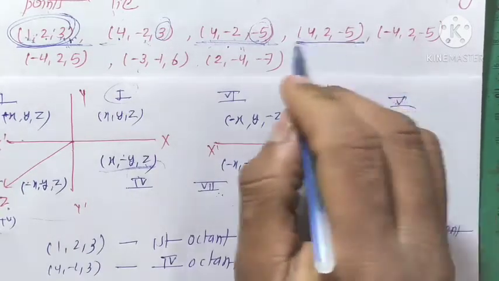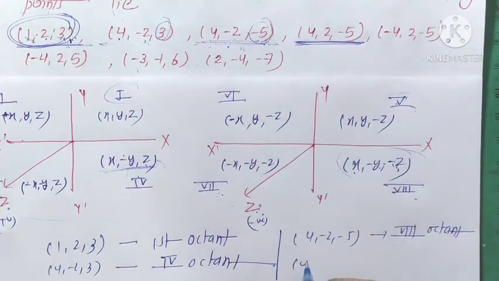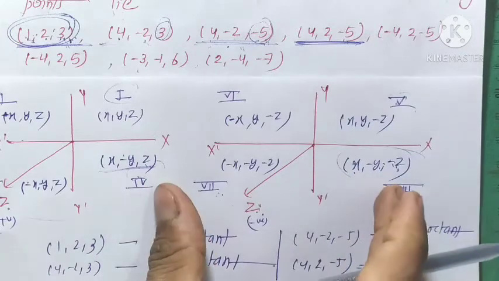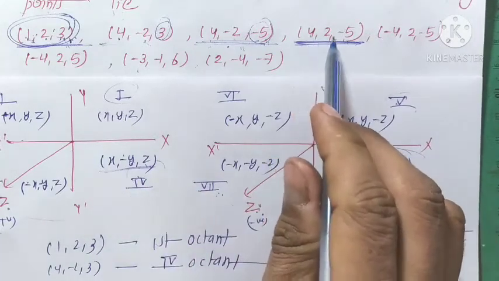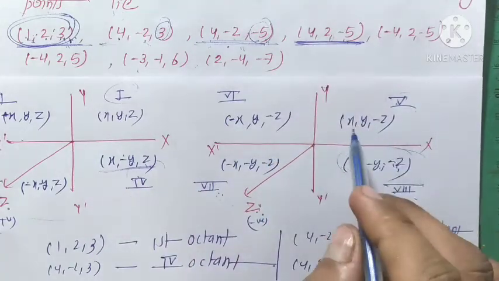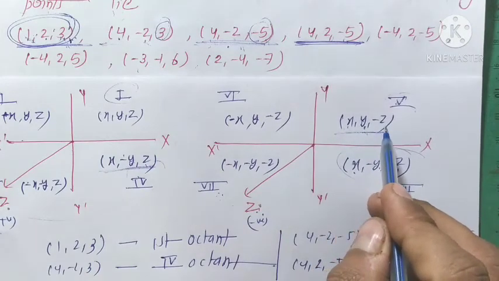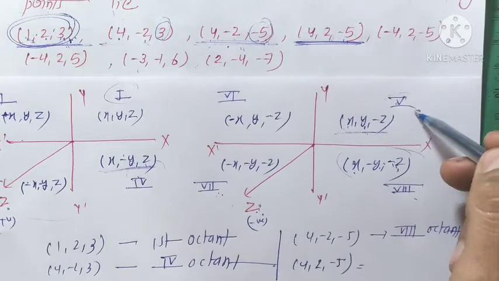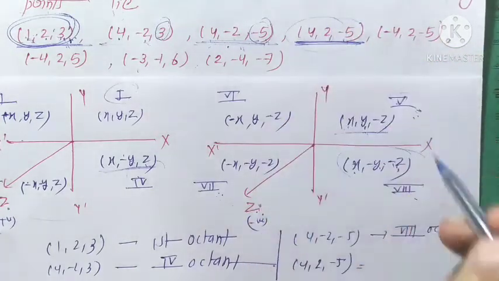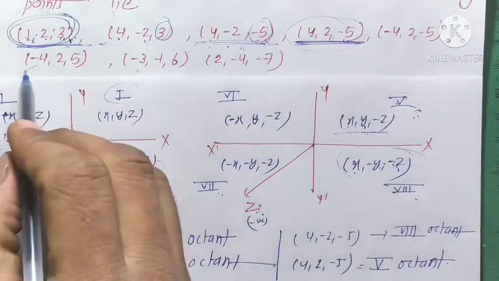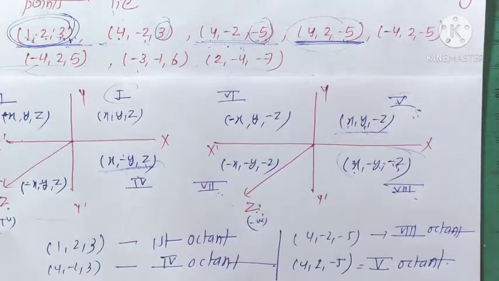And now we see this one, 4, 2, minus 5. Here the z coordinate is negative, so we look at this side. So x and y coordinates are both positive here. In this case x and y are both positive and z is negative, so this lies in the 5th octant. The rest of the problems you can do by yourself.